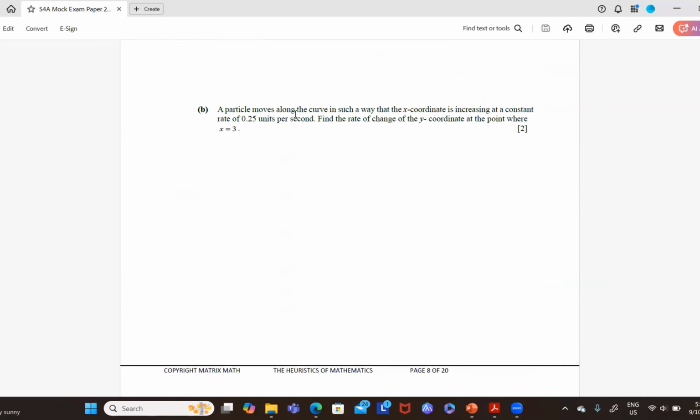Okay, part B. A particle moves along the curve in such a way that the x-coordinate is increasing at a constant rate of 0.25 units per second. Find the rate of change of y-coordinate at the point where x equals 3. Okay, so from here, x is increasing at this rate, right? So which means dx over dt equals 0.25. Now create your equation. You want to find dy over dt. So dy over dt is dy over dx times dx over dt.